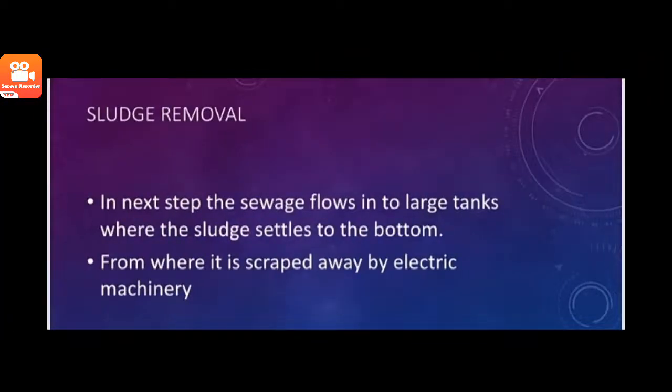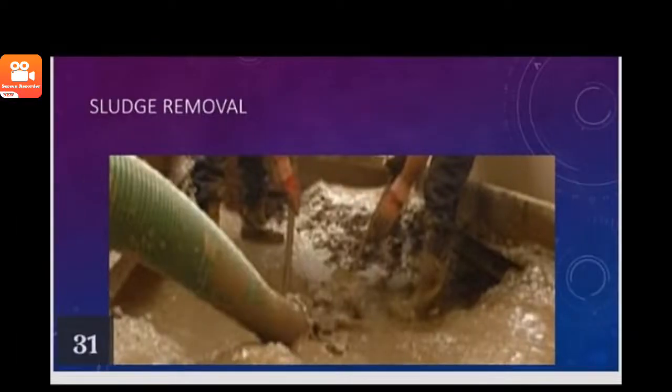Now the sludge removal is also necessary. In the next step, the sewage flows into a large tank where the sludge settles to the bottom, from where it is scraped away by electric machinery. So there is a clear image of the sludge removal process.